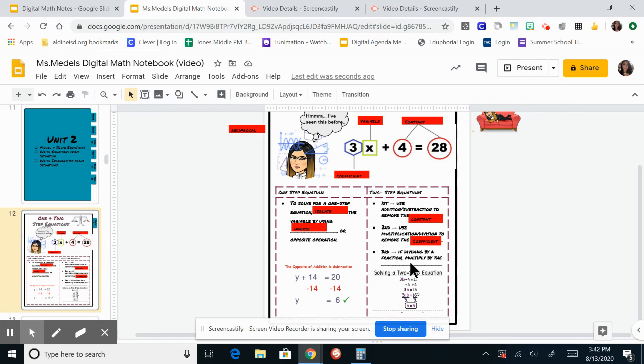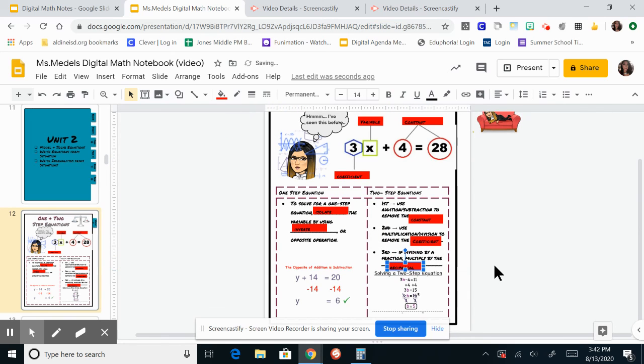Now, another thing that we don't see too much of, but if you had to divide by a fraction, just know that you are simply going to need to multiply by the reciprocal, or flipping it, okay?